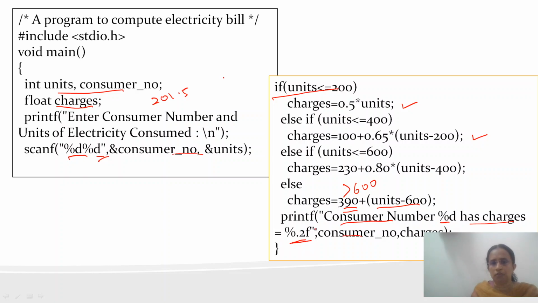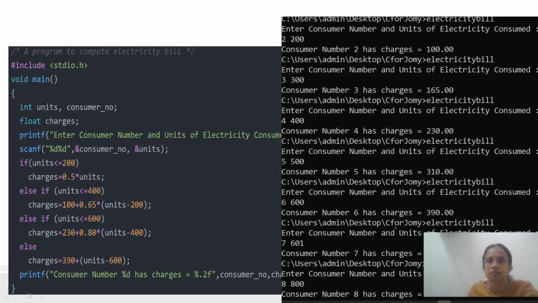Why %0.2f here? We want our output to have 2 decimal places. That's why we explicitly used 0.2f for a floating point number. So this is the code and this is the output. For 2 and 200, the charges is 100.00. Why this .00? We have written 0.2f there, that's why .00 comes here, everywhere.